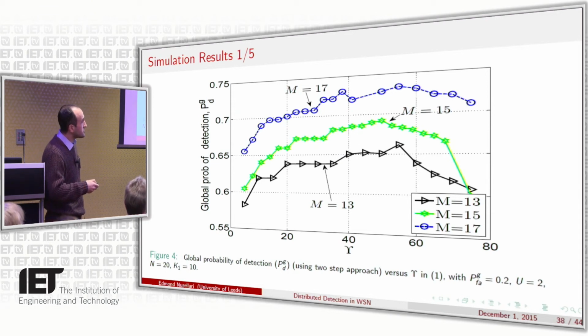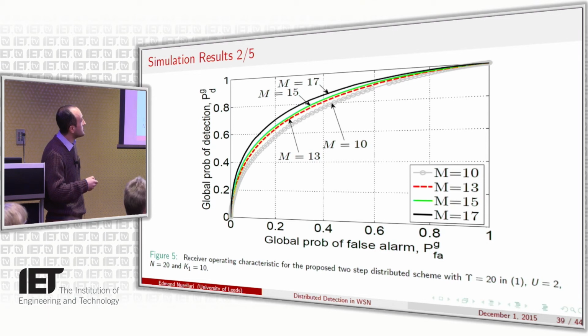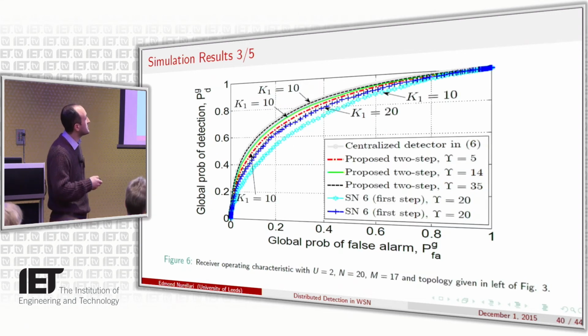Here we can show that as epsilon varies, we have an optimum epsilon such that the probability of detection is maximized. As you increase the number of sensors, the global probability of detection improves for each of the cases. Here again, we have the receiver operating characteristic for different numbers of sensors. As we increase the number of sensors, we can see that the detection probability improves. Here we have the centralized detector and the proposed two-step with an epsilon. And this is the first-step iteration where to stop the algorithm.